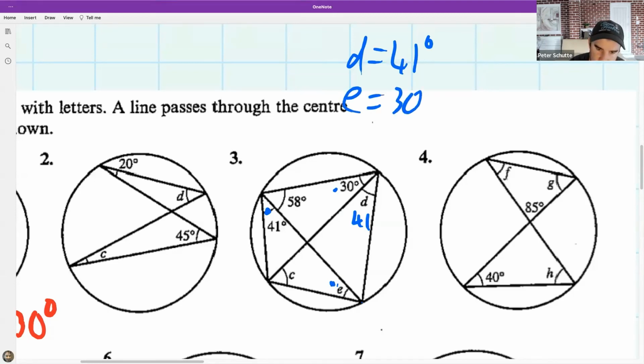Maybe I should use a different color. If you look at this butterfly, you can see the 30s are matching partners. And suddenly I see it, the 58s are matching partners too. So C is going to be 58 degrees because that and that are matching partners. D, E, C, and I think that is it.